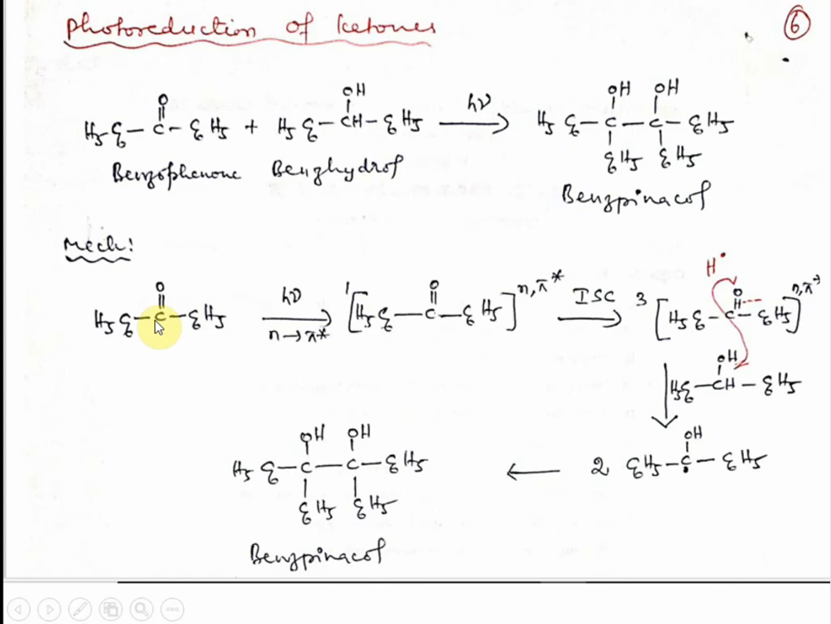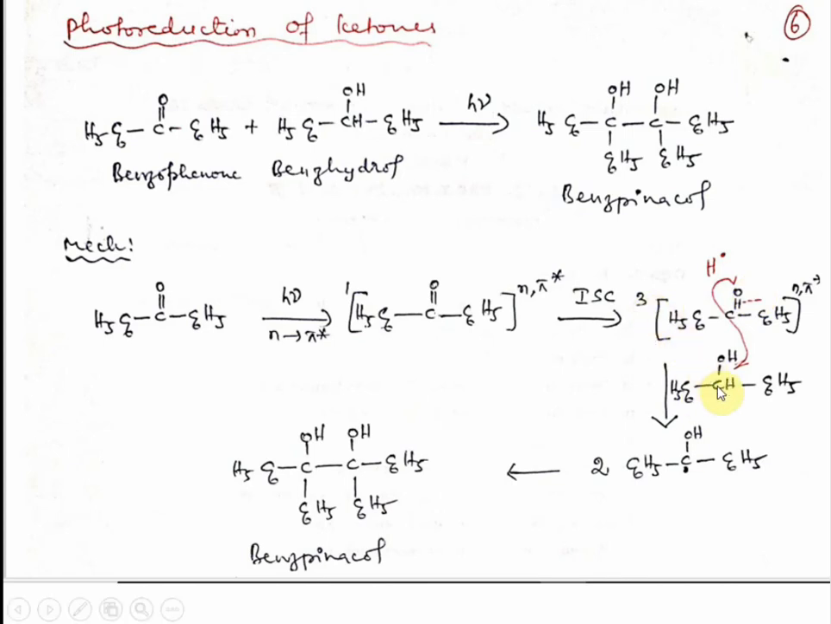Now let us see about the mechanism. First step, in presence of light, n to pi star transition, the reactant goes to singlet excited state. Then it crosses to triplet excited state. See here, singlet excited state, it intersystem crosses to triplet excited state. There the cleavage occurs. The C=O bond gets cleaved homolytically. Carbon will get one electron, oxygen will get one electron. There the substrate is in triplet excited state.